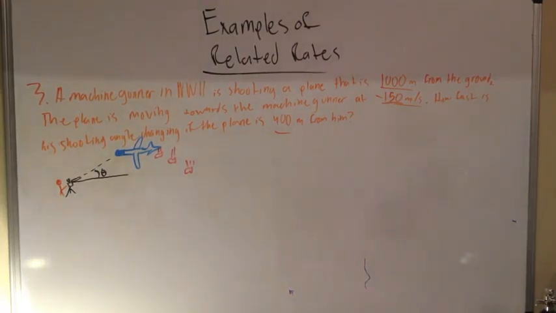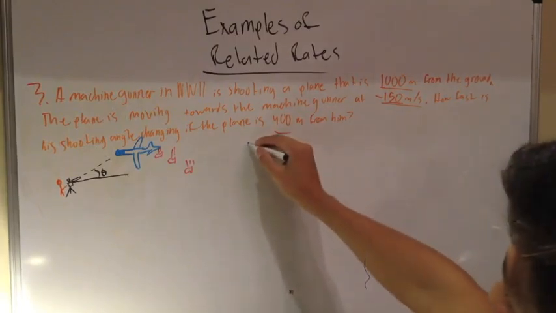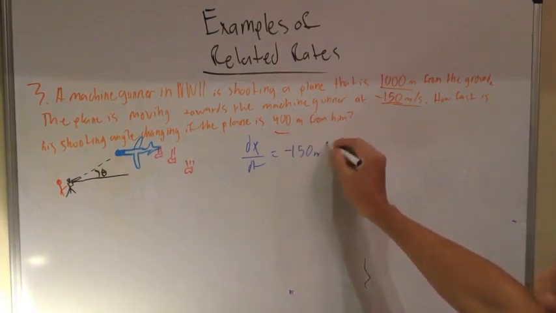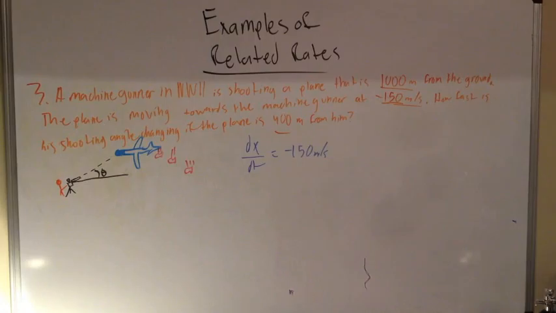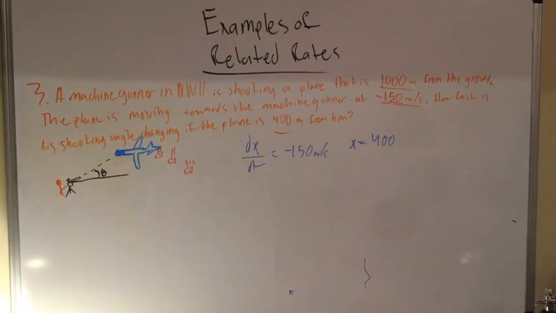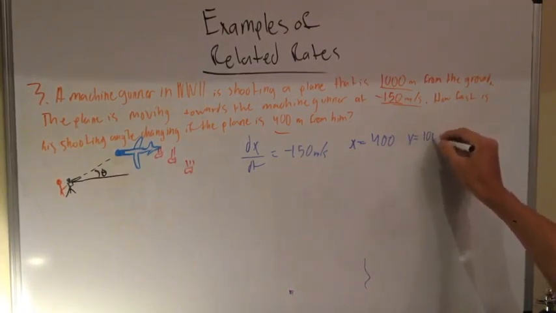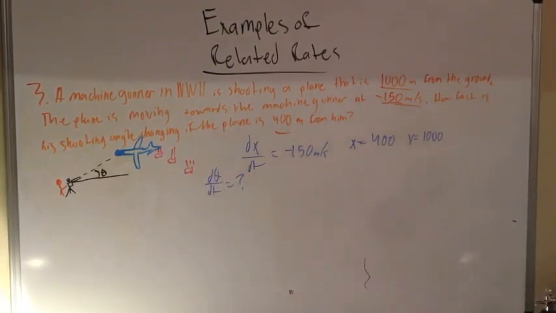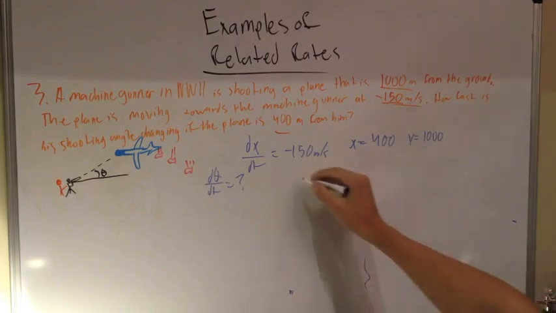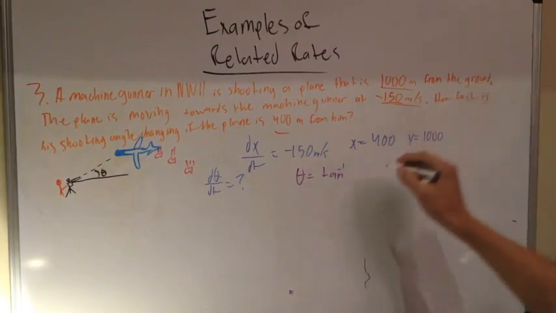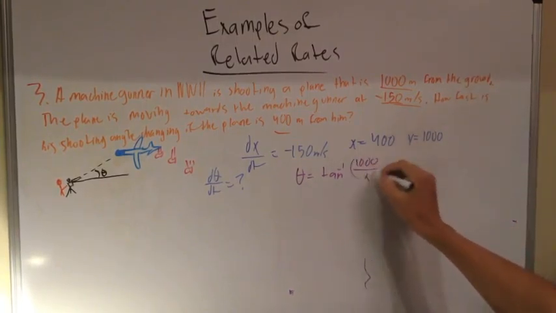So again, first we write what we know. We know that the speed of the plane equals negative 150 meters per second. And we know that the plane is 400 meters from him. And we know that the height is 1,000 meters. And we need to find the derivative of the angle with respect to time. So the equation that relates all these variables together is theta equals arctangent of 1,000 over x.